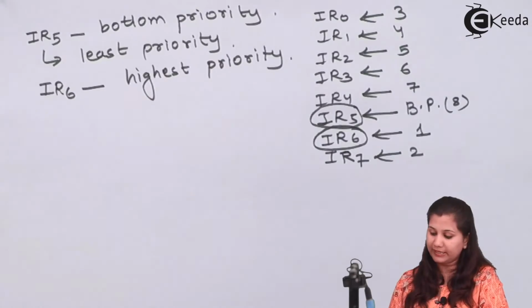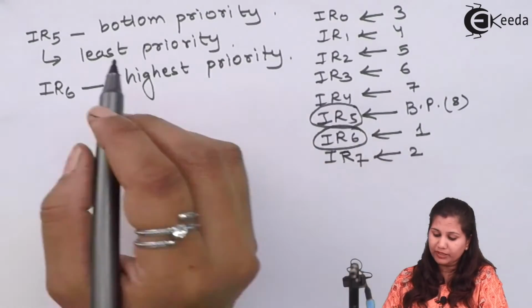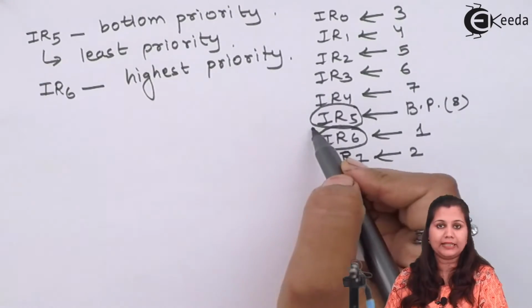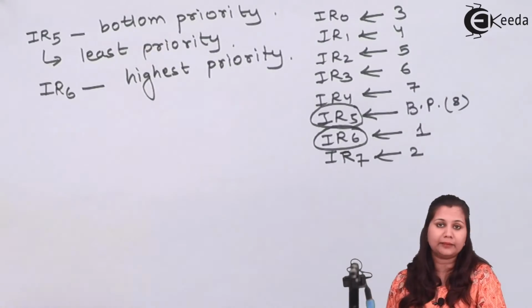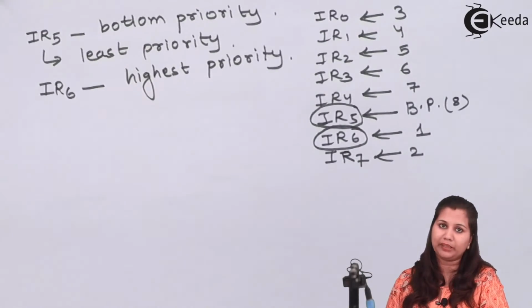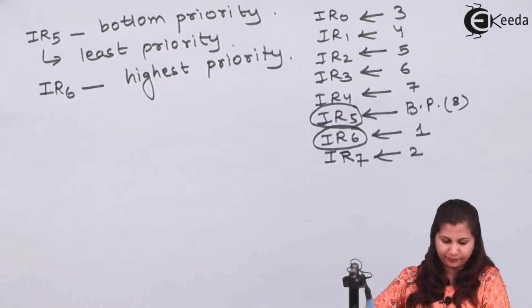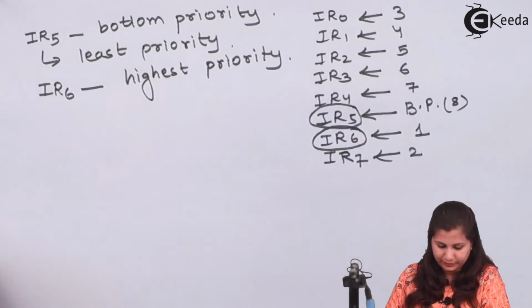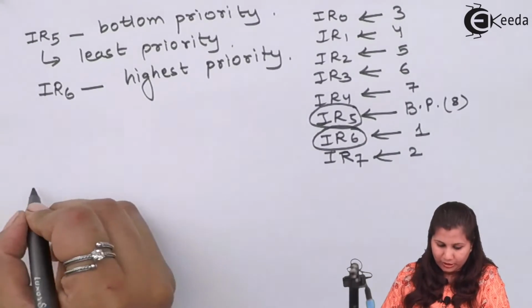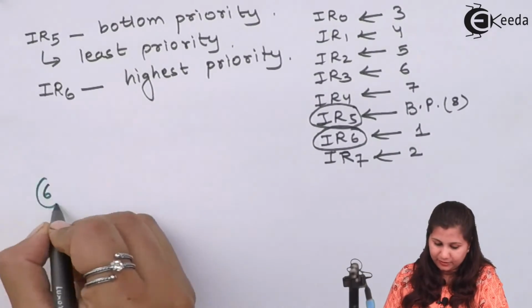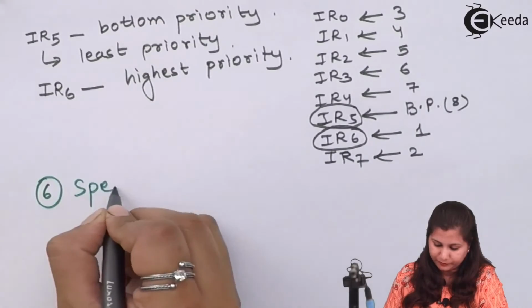Okay, that mode is selected. So in this we decide the bottom priority, and according to the bottom priority, the priorities of other interrupt requests will be fixed. Now the next mode we have is the special mask mode.